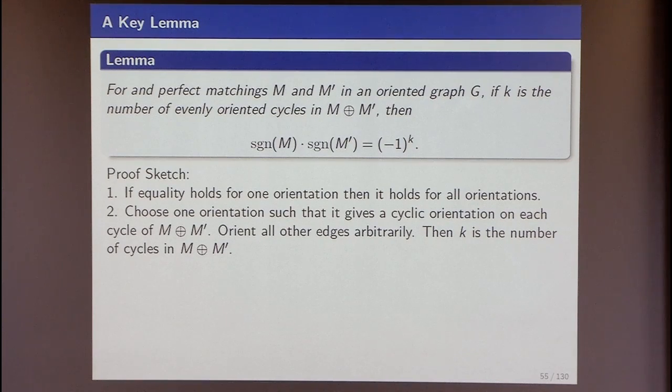Then the claim is that you can choose an orientation so that it's easy for us to discuss. For every cycle, we just orient it in a cyclic way. It doesn't matter which orientation, since if one orientation works, then all orientations work. So you can choose the orientation you like. Now we are getting away from the orientation given and using one that's convenient for the particular two perfect matchings, M and M prime.